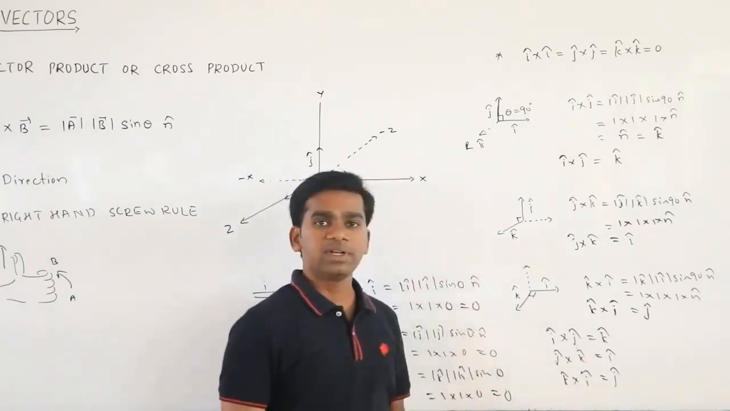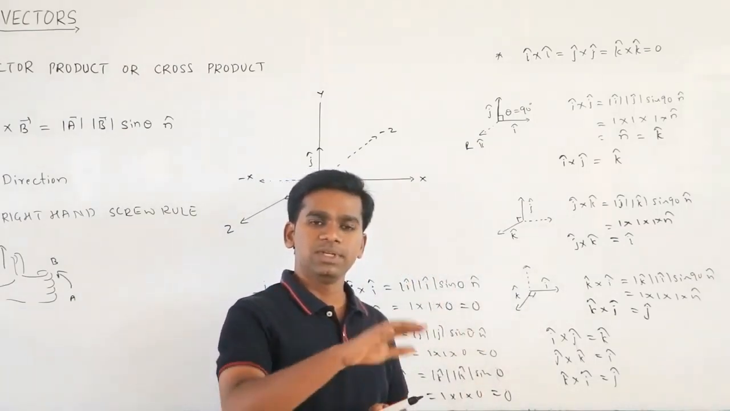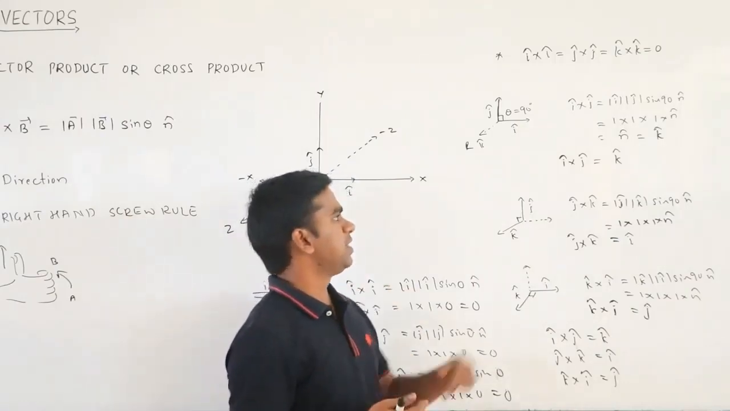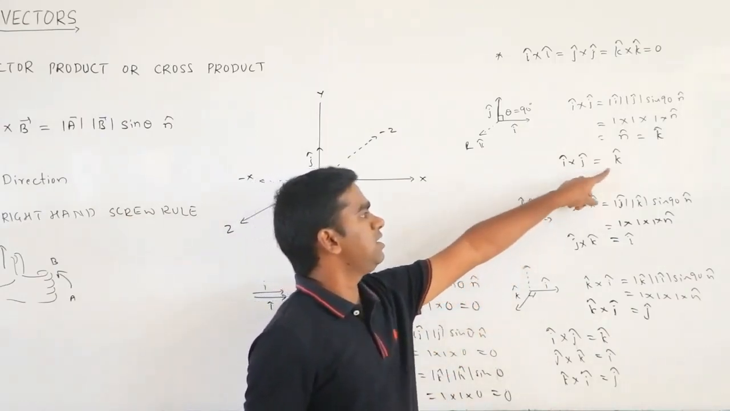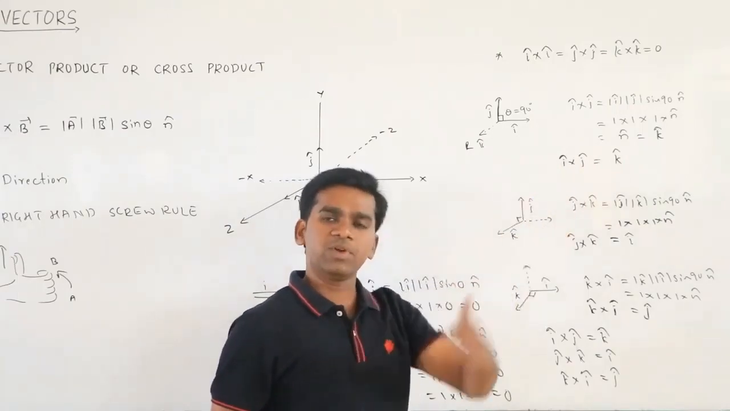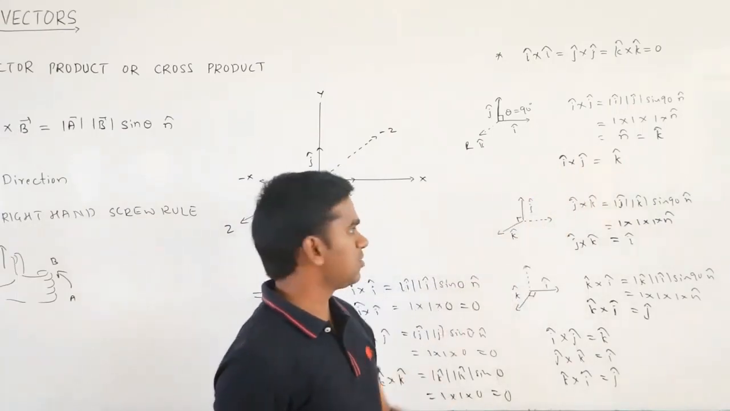In the case of the dot product, i dot j is also 0 and j dot i is also 0. But here it is not true. i cross j is k, but j cross i may not be k, it may be different. That also we will see.